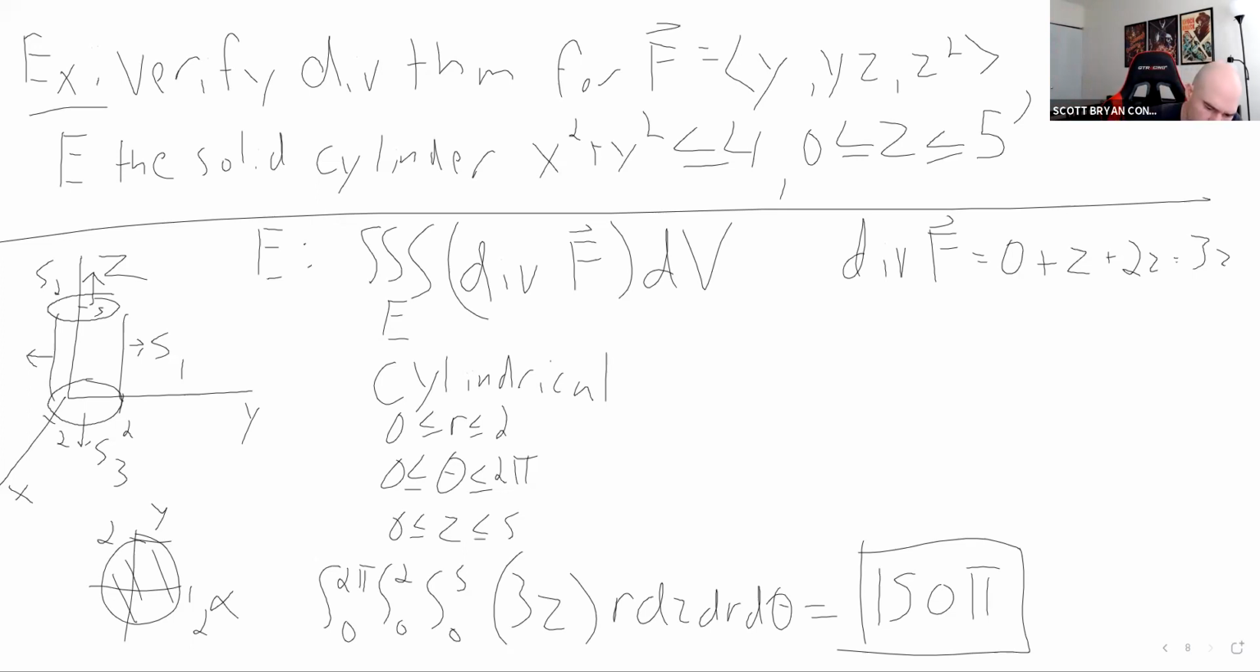Let's call the whole outer boundary S. So for the divergence theorem, we're integrating over the closed boundary surface, outwardly oriented, of the vector field itself.